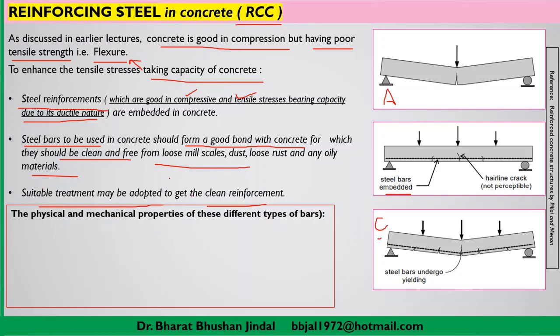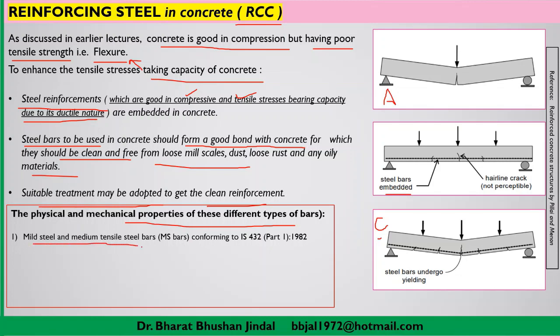Now a few points which are very important: physical and mechanical properties of the different types of bars which we can use. First of all, we can use mild steel and medium tensile steel bar, which is termed as MS bar, which conforms to IS 432 Part 1 1982. So you can use mild steel bars. You can use high yield strength deformed bar, commonly known as HYSD bars, which conform to the guidelines given in IS 1786.